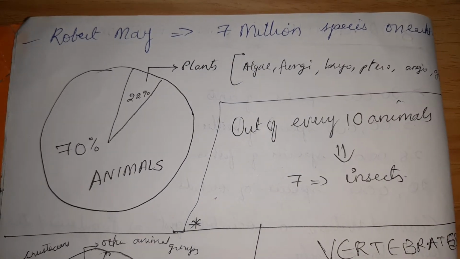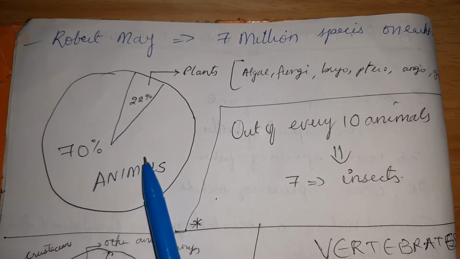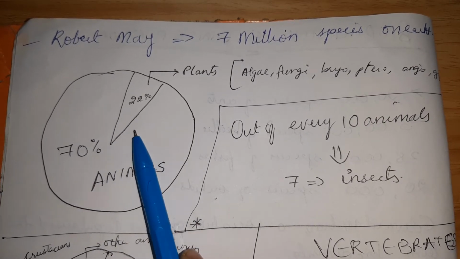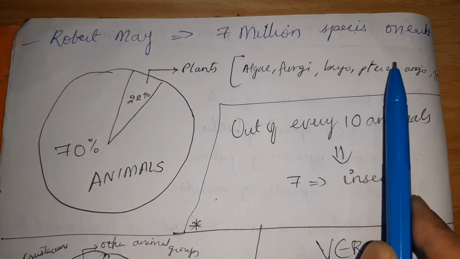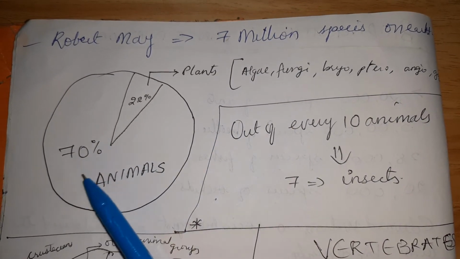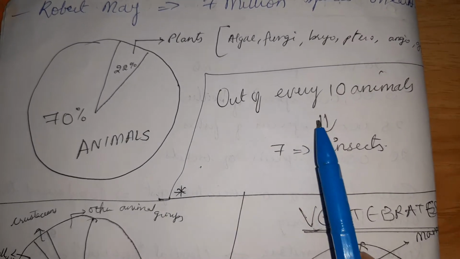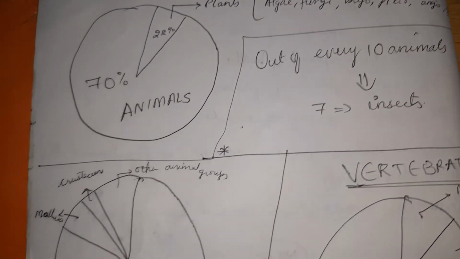These pie charts are also important. Here we have 70% animals and 22% plants. In the plants, algae, fungi, bryophytes, pteridophytes, gymnosperms and angiosperms are included, while animals are 70% and plants are 22% in this world. And if you talk about animals, out of 10 animals, 7 are insects.